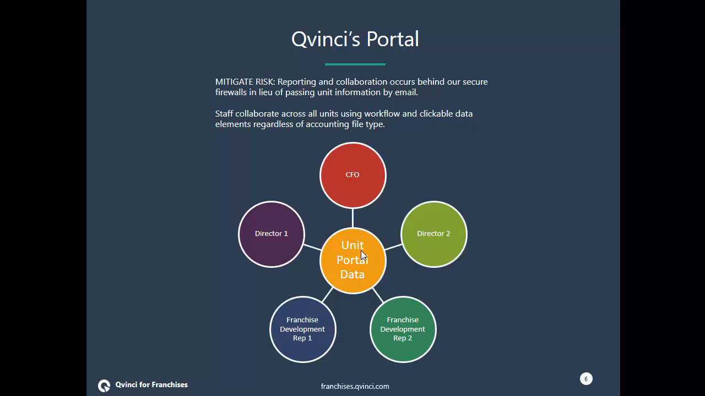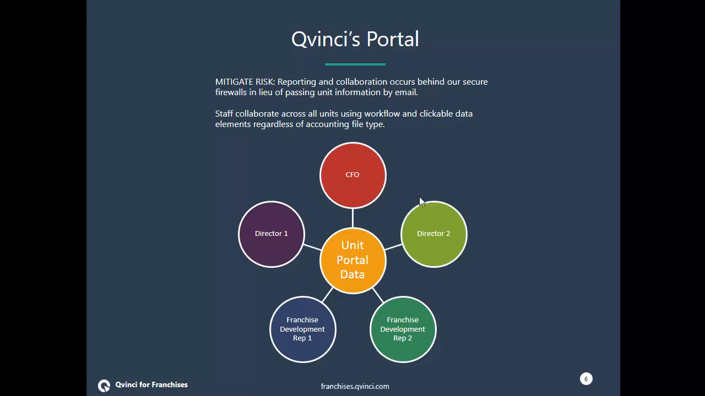So the CFO may have a login and he can see them all, and Director 1 can see franchises 1 through 67, and Director 2 sees franchises 68 through 99. Same thing here. You will arrange your staff and grant them rights to look at the franchisees that they can see. Now, your franchisees do not use the portal. Again, this is something that you use at the corporate layer.